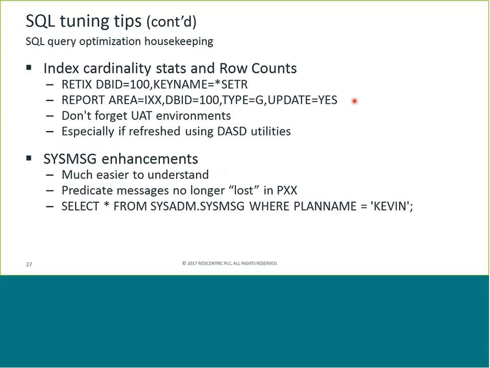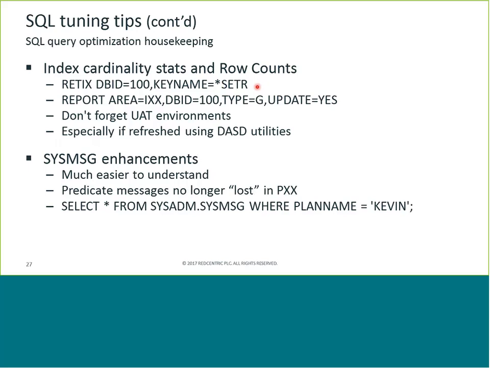In DB2 terms, this would be the equivalent of RUNSTATS. So you should run report area equals IXX with the DBID, a type G report with update equals yes, on a regular basis. We do it weekly for all our tables. And similarly, you should run a RETIX with key name equals asterisk SETAR, which resets the row count in the CXX.